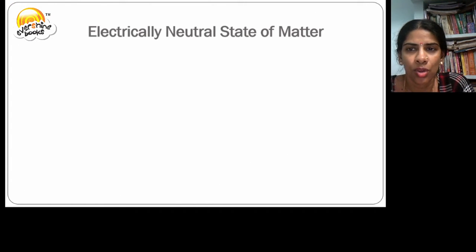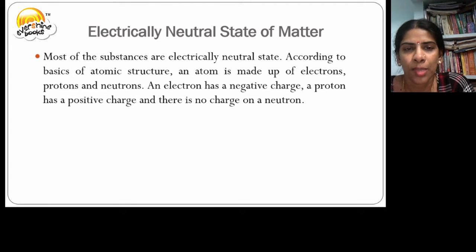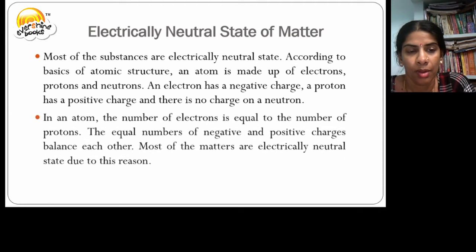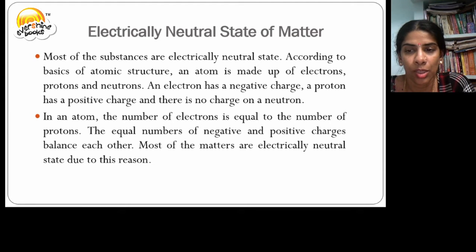Electrically neutral state of matter. Most of the substances are in an electrically neutral state. According to the atomic structure, an atom is made up of electrons, protons and neutrons. An electron has a negative charge, a proton has a positive charge, and there is no charge on the neutron. In an atom, the number of electrons is equal to the number of protons. The equal number of these positive and negative charges balance each other, and hence most matter is electrically neutral.